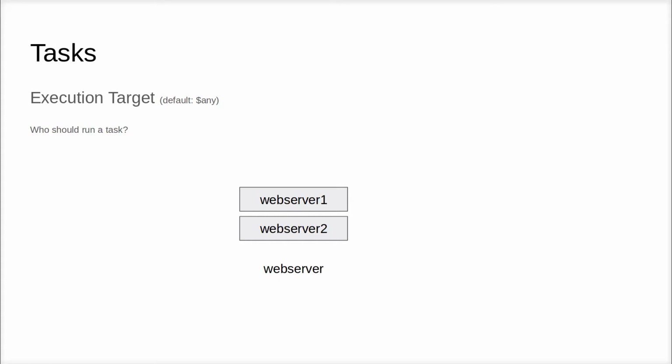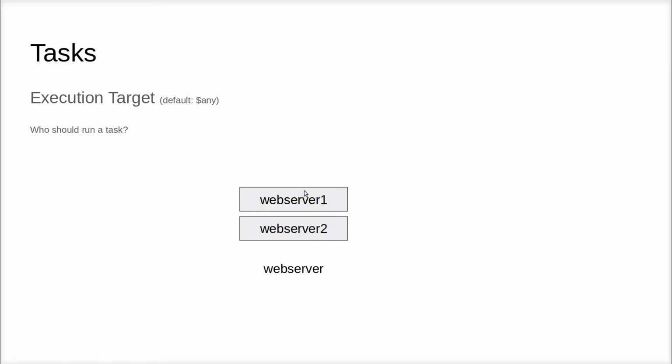So let's go back to the service tasks, which are the default. Who should run the service? And by default, we use $any, which means any server who sees the task can pick it up. And I've drawn a little setup here, very simple setup, which has two servers, web server 1, web server 2, and they live inside the group called web server.